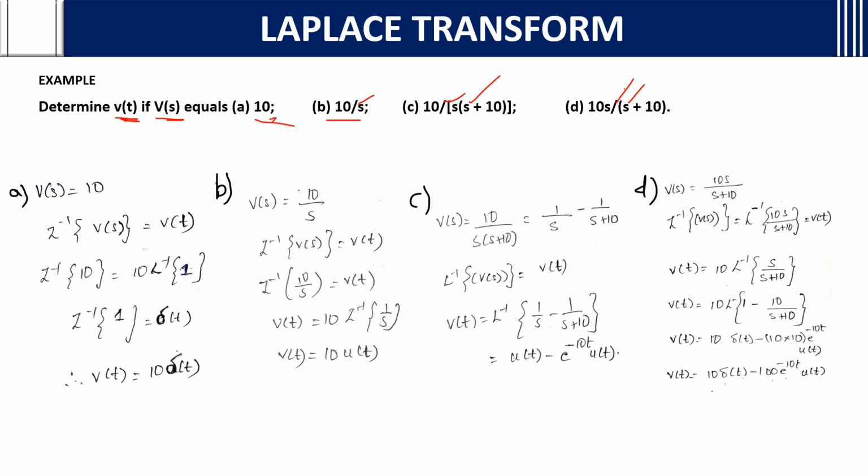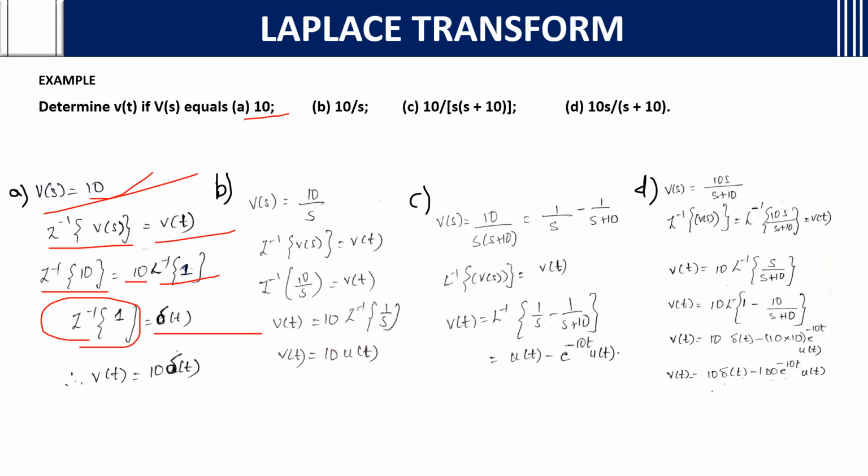So how to do the inverse Laplace transform? We will check. Here, if there are simple questions, you can do them without the formula. For example, v of s is nothing but 10. You want Laplace inverse of v of s, that is equal to v of t, right? So Laplace inverse of 10 is equal to 10 times Laplace inverse of 1. 10 you take out, Laplace inverse of 1 is remaining. So Laplace inverse of 1 is what? Delta of t.